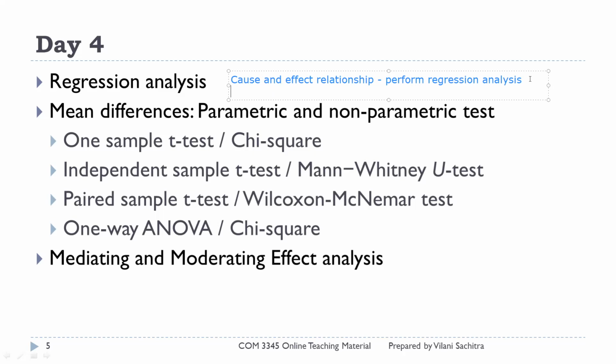Right? So the difference between regression analysis and correlation analysis, what we discussed previously regarding discriminant validity: in a correlation analysis, we only check whether the variables have some kind of association between them. Association does not indicate that we have cause and effect.